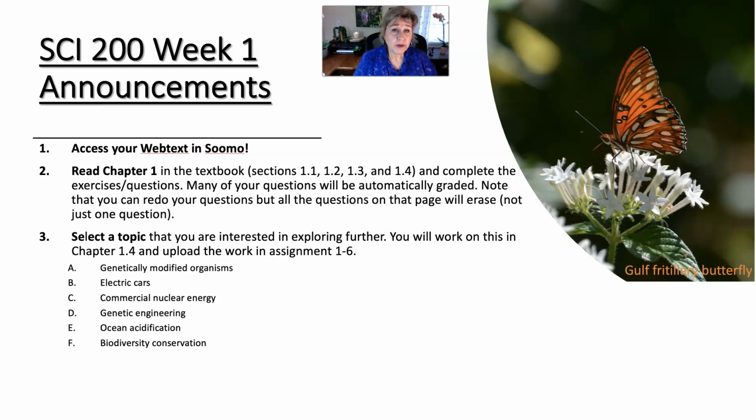Read chapter 1. You're going to have one chapter that's due every week, so you've got 8 total chapters. There are sections in this chapter, sections 1.1 through 1.4. You're going to need to read through all of those and complete the exercises and the questions. As I explained in my introductory video, these are automatically graded by the textbook. So I don't grade them, the textbook does.